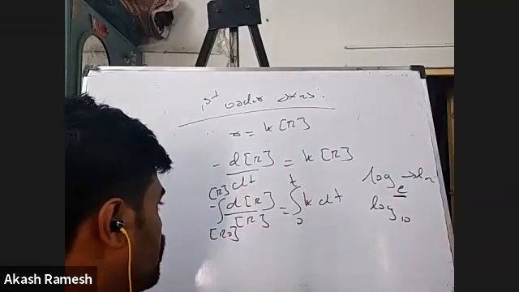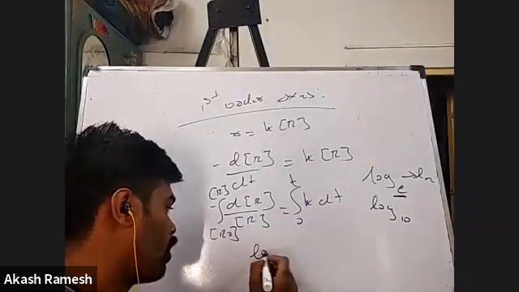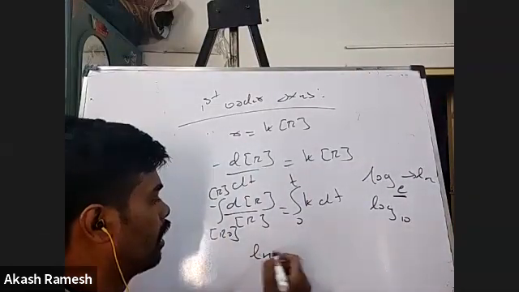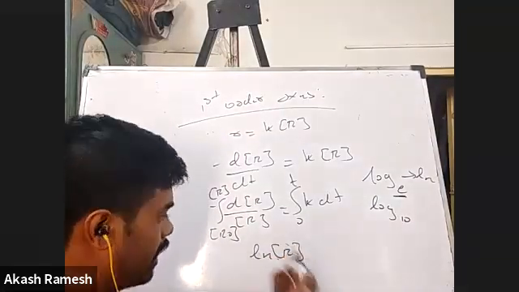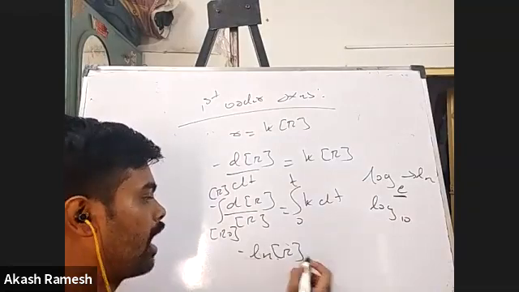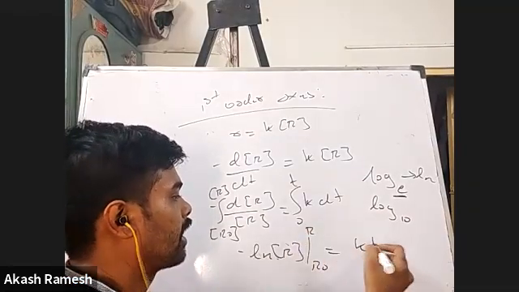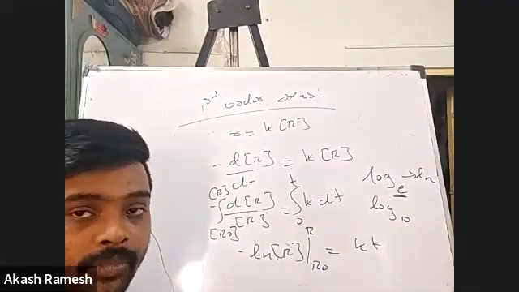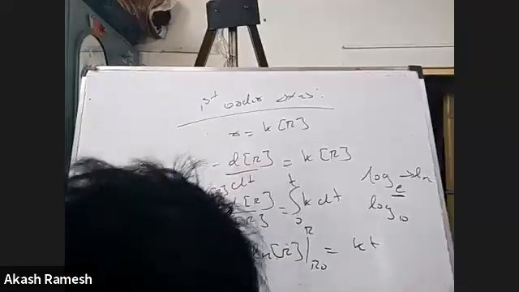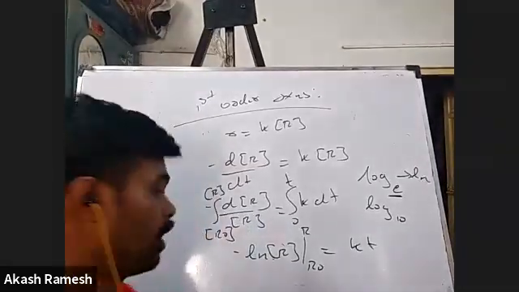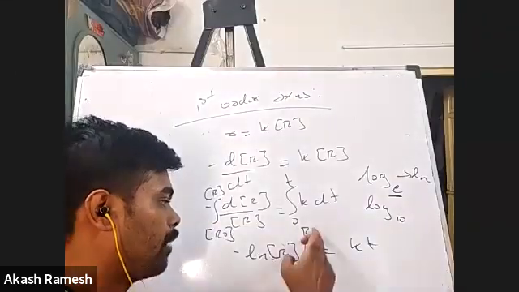Cool. So if we do this, I'll write ln r minus ln r, from the initial concentration to the final concentration. Here I'll get kT. No problem. Cool. So now I'll substitute the limits. Generally, it will be upper limit minus lower limit.